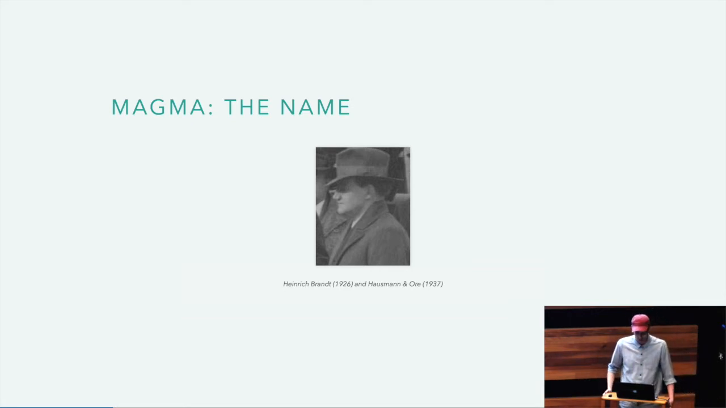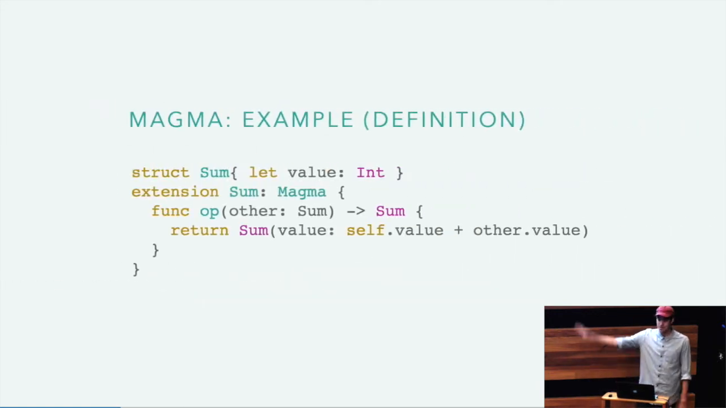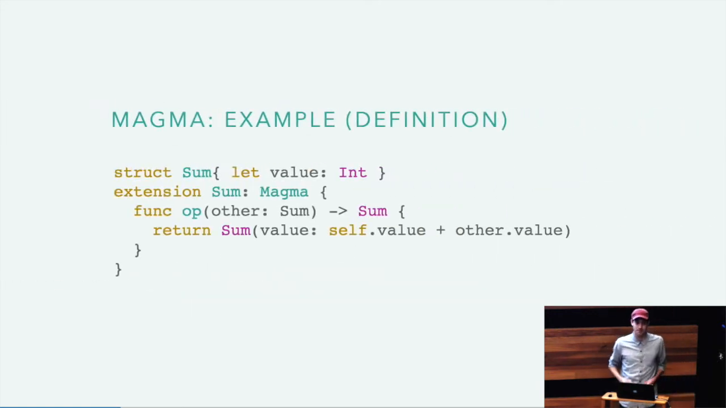And if we take these names that the mathematicians came up with a long time ago, we can basically take advantage of all their research. So I think we should do that. So let's keep doing that. All right, what's a magma? An example of one: a sum.